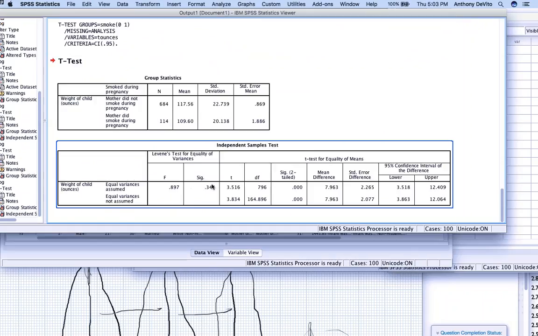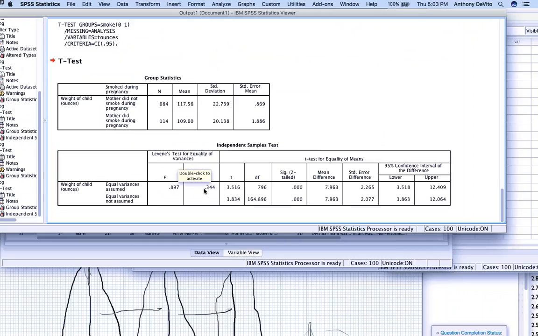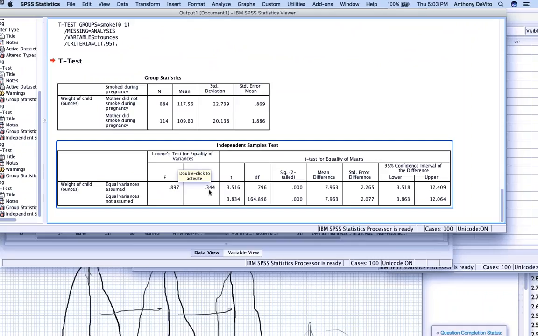Okay, well, in this case, the significance for my equality of variances is 0.344, which is bigger than 0.05, so I stay with the top line. I can't reject their being equal. So I go across the top line. The t-score for the difference between the means of the birth weight of a child for smoking mothers versus non-smoking mothers is 3.5. We know that's pretty big, right?